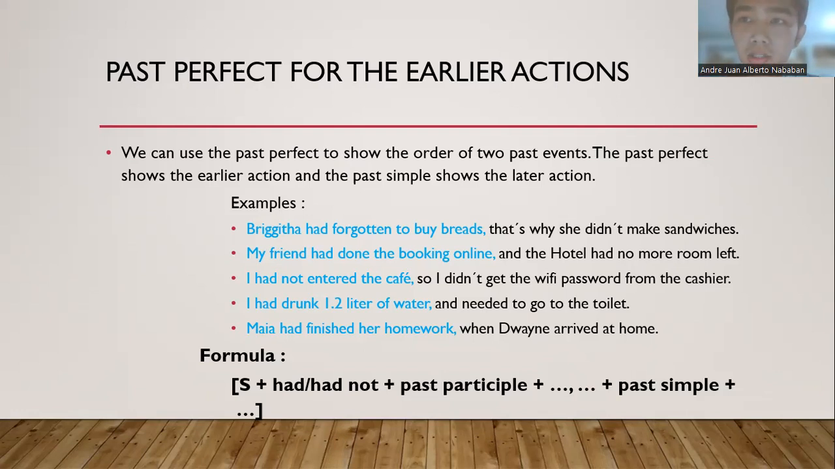And the secondary sentence, when Dwayne arrived at home. Here we see the verb for this sentence is arrived. It is written as a verb two. So we can indicate that this secondary verb is a past simple verb.